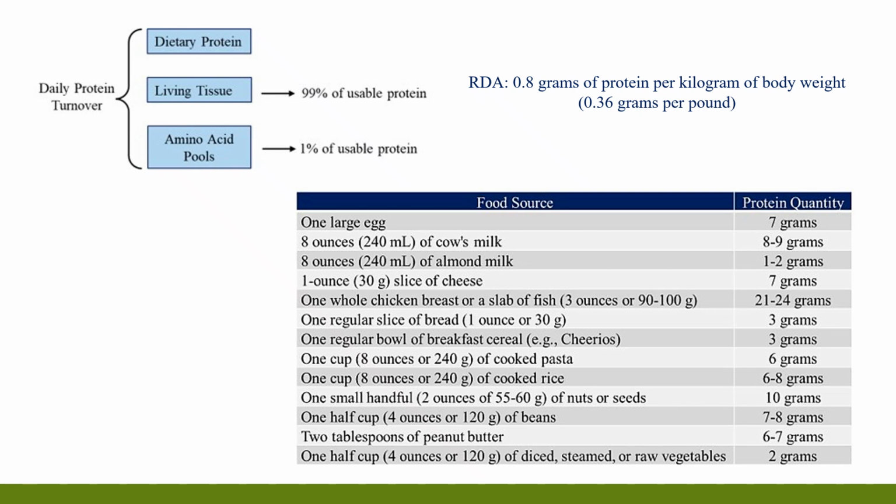And so what you see in the table here is just the amount of protein that we find in a lot of the common foods that we eat. So if you had a goal to get to the RDA, so you calculated your RDA, and let's say hypothetically your RDA was 65 grams, here's a listing of certain foods that you could incorporate into your day.